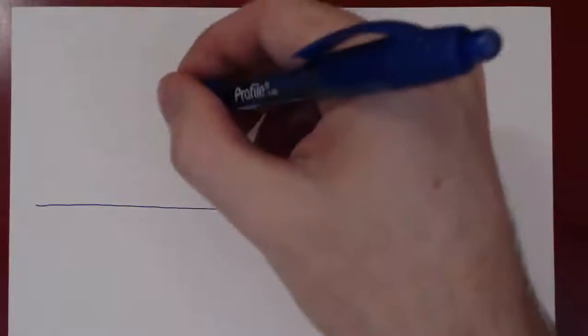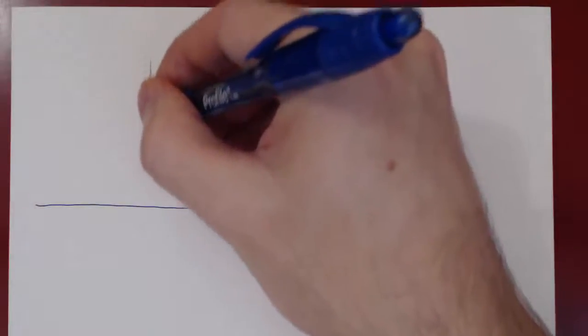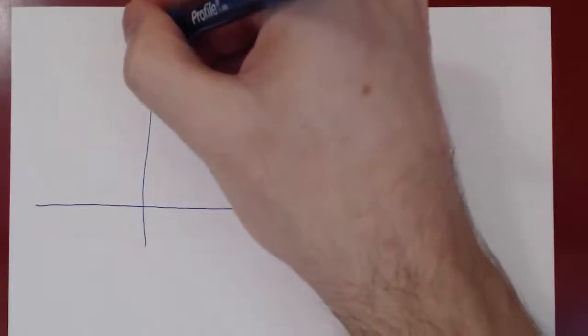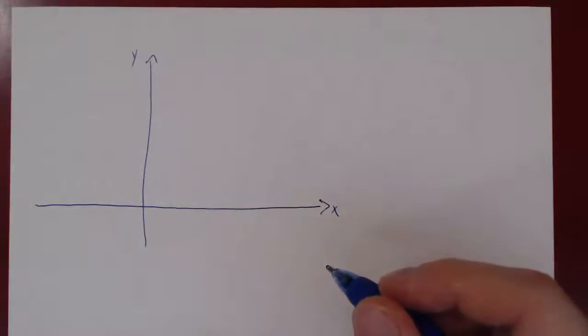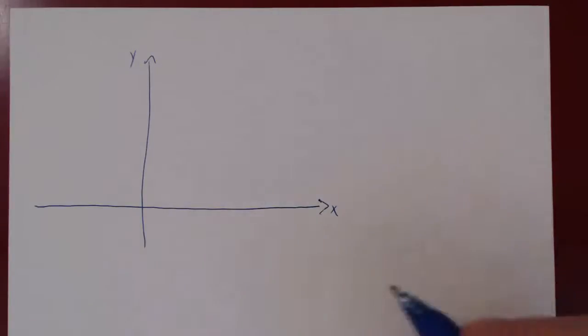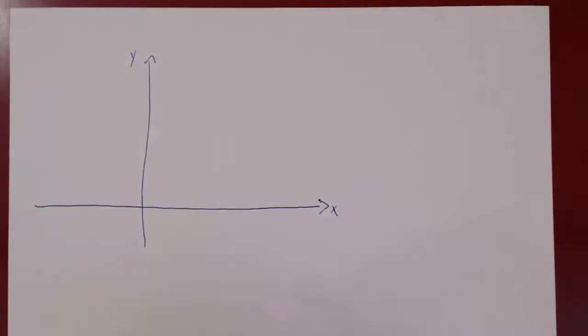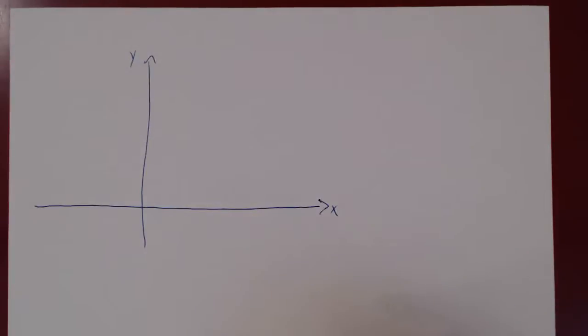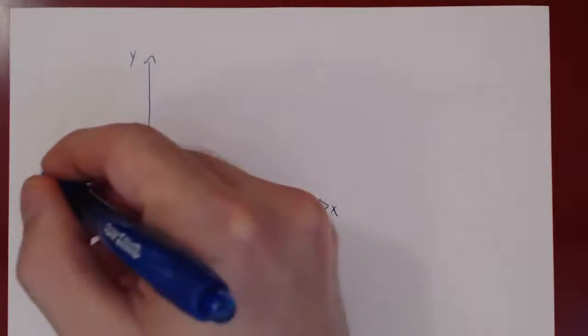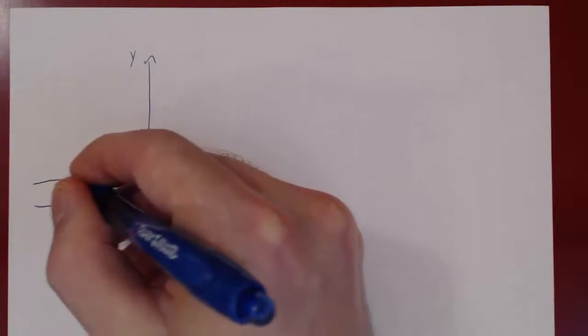This is our x-axis, our y-axis. And consider the graph of y equals 2 to the x and y equals 3 to the x. Both 2 to the 0 and 3 to the 0 are equal to 1, so both functions will pass through the point x equals 0, y equals 1. So this would be, say, y equals 2 to the x.